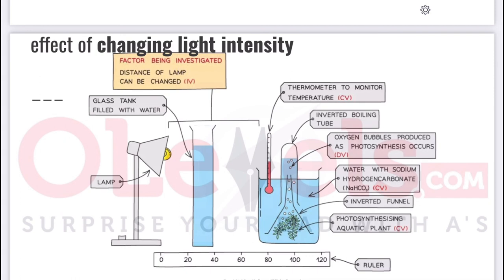To monitor the temperature, we have to put in a thermometer. Inverted boiling tube, oxygen bubbles produced as photosynthesis occurs. Water with sodium hydrogencarbonate. Inverted funnel, photosynthesizing aquatic plant.